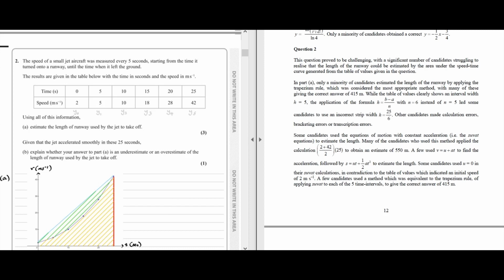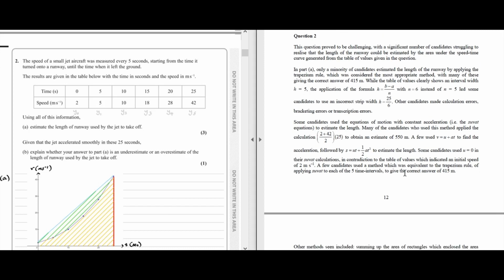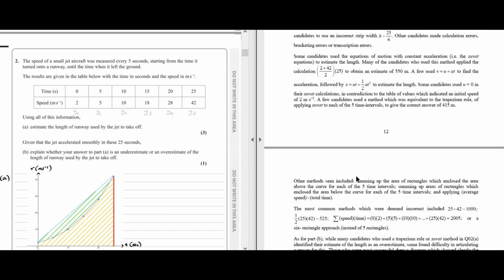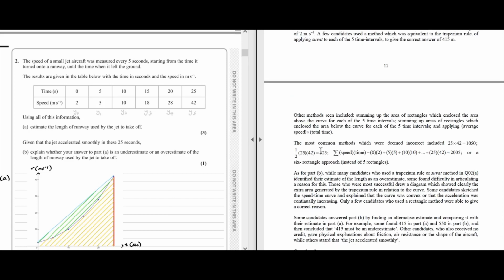What else can be said? A few candidates used a method which was equivalent to the trapezium rule, applying SUVAT to each of the 5 time intervals, giving a correct answer of 415. In terms of what else was said in this question, there were other methods.